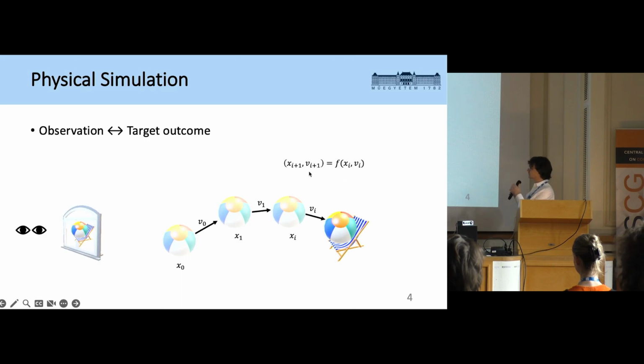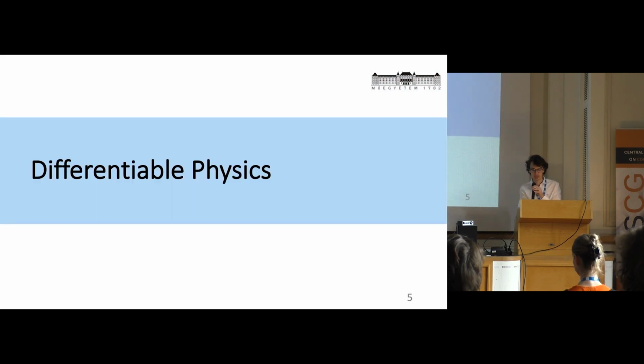And then once we run our simulation, we can observe our system and compare it against some target outcome. For example, did the ball land in the chair or did it not? And this will be the key to making our physical simulations differentiable.